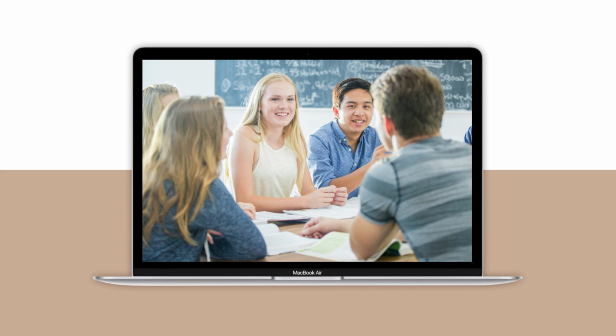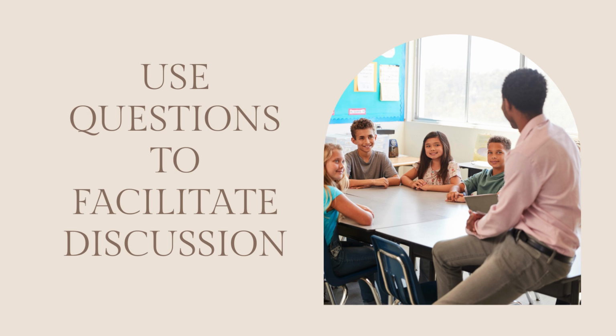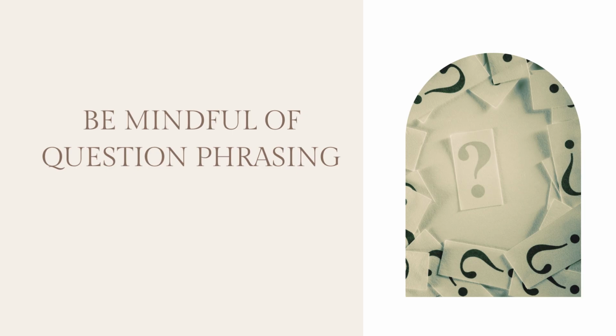For example, one thing that you can do is say, maybe in a literature class, how do the characters' motivations influence their actions? And then if they answer that, you could say, do you agree with that perspective? Or how might another character view that situation? This keeps the discussion really dynamic and allows the students to delve into deeper material and deeper points of view. Next, be mindful of how you phrase that question.